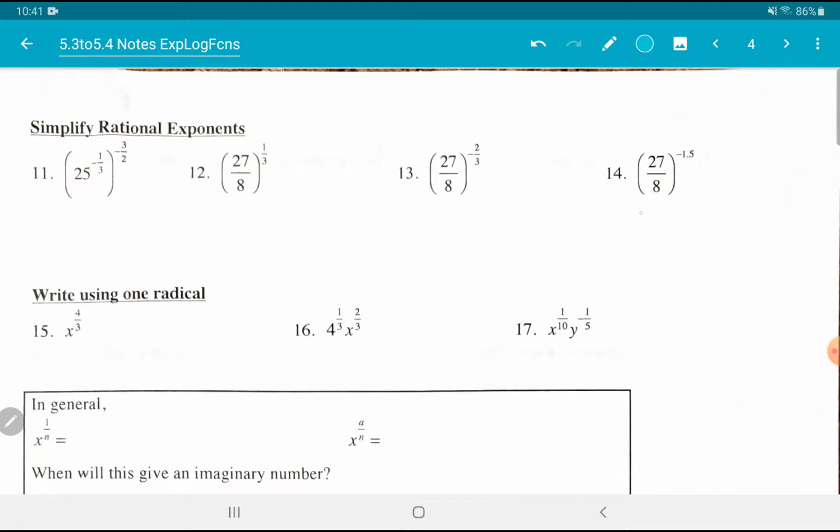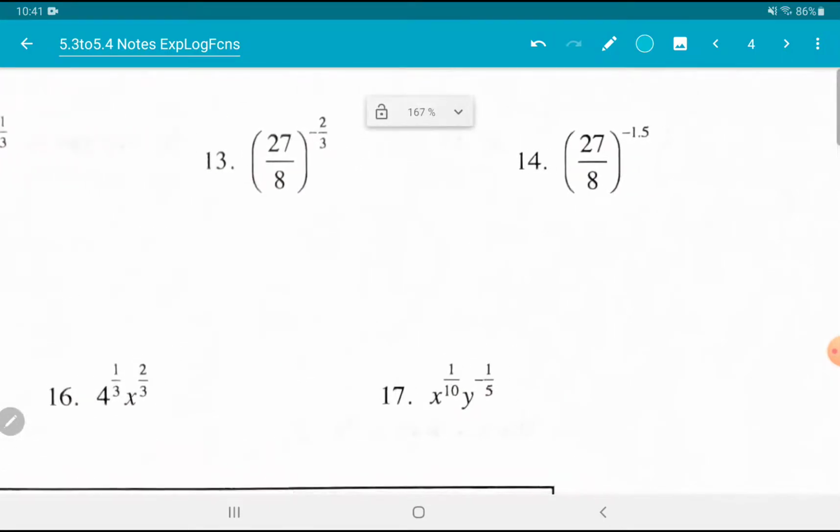This is the same thing as saying 27 over 8 to the power of negative 1.5 is 3 over 2. Now, based on what we know about our laws of exponents, a negative exponent technically means we should do its reciprocal. So I'm just going to flip 27 over 8, turn into 8 over 27. And that's to the power of now a positive 3 over 2 because we have already flipped our fraction.